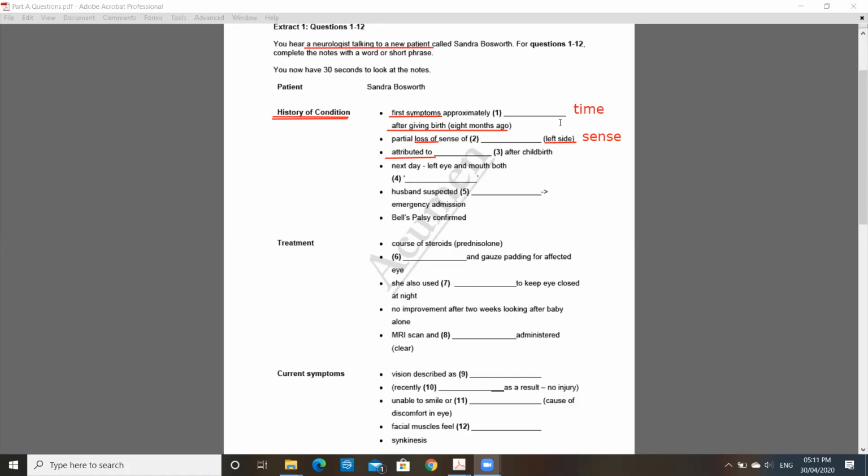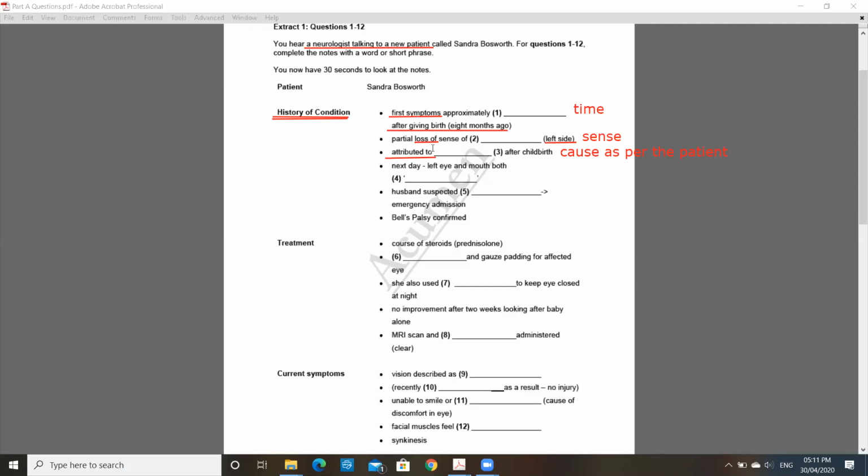So here, the type of word I'm going to use is the cause or the reason as per the patient. What the patient thought could be the reason for their symptom. And again, after childbirth is given here. So this at least tells us that this condition has started after giving birth.